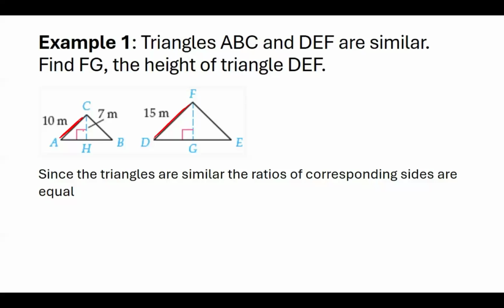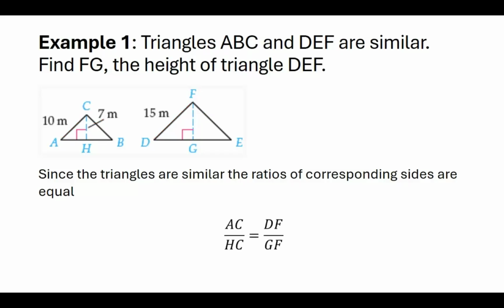And then they're telling us that the height on the smaller one, that's what the line pointing here is, is 7. So we want to know the height of the larger one. In this question, they are telling us that the triangles are similar, so we don't need to prove it. And if we look at them, they have the same shape. So we can move on.